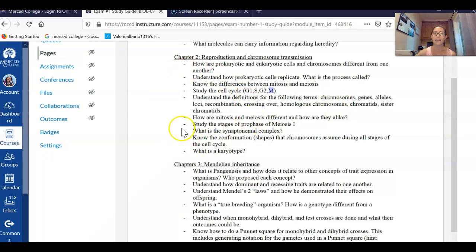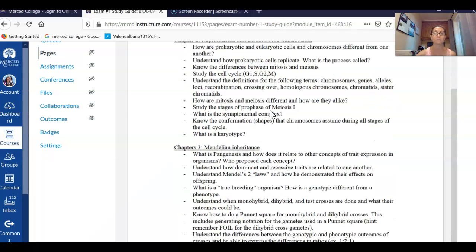So make sure, again, that you're studying these basic principles. It'll serve you well in your future biology classes if you've got this under your belt.